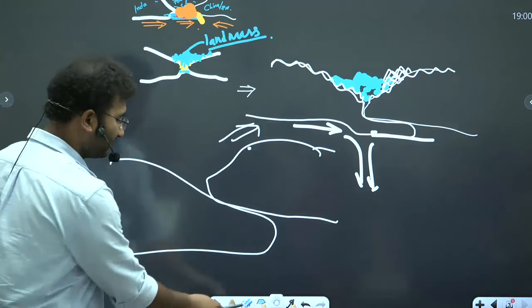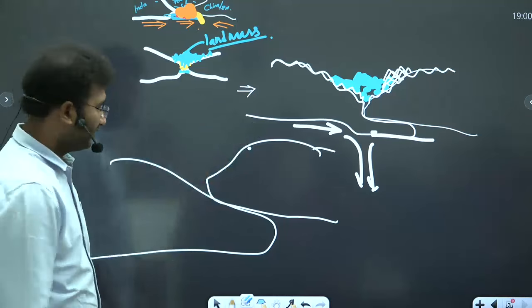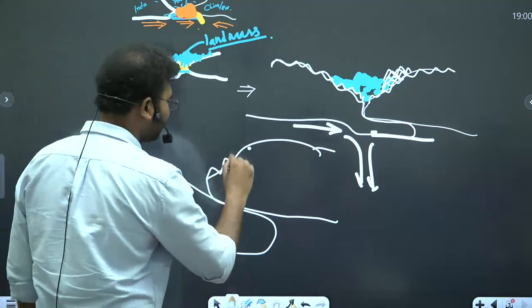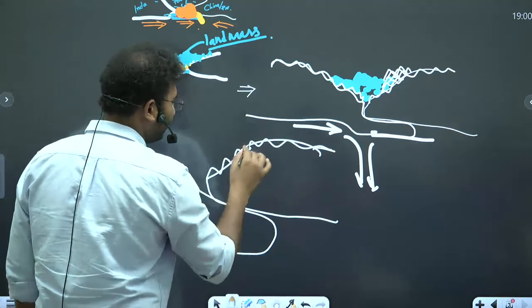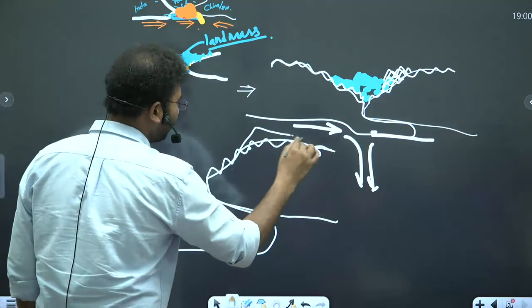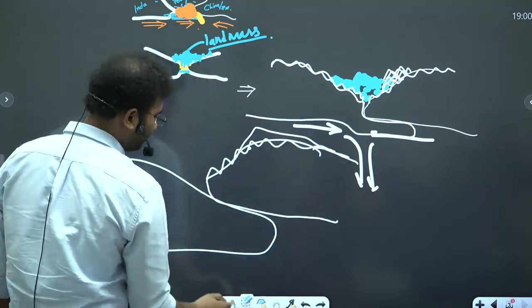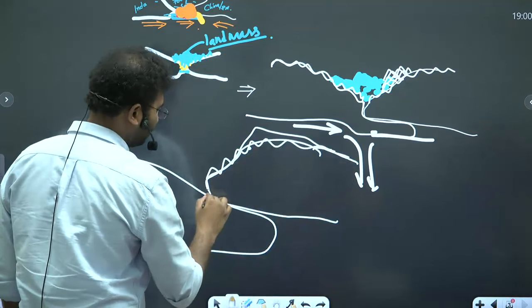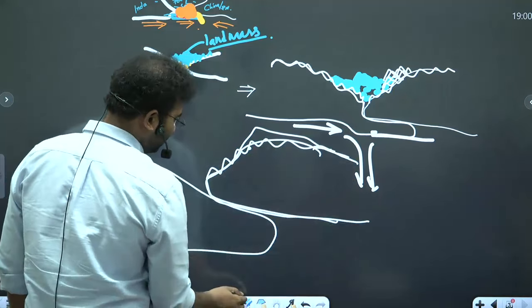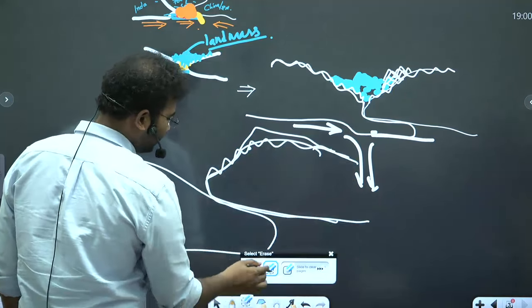You got it? What I am trying to tell. So don't you think there is crustal upliftment that is taking place here, and then the height of this got increased? Because the Indian plate was way bigger and the Indian plate movement was active.